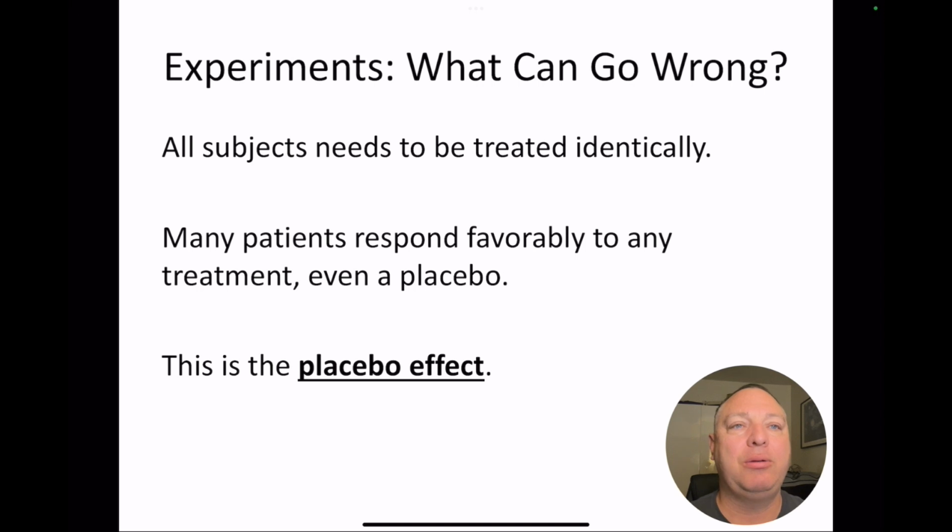So what can go wrong? Well, what can go wrong is that, for example, if I know that I'm giving you something that could save your life, I'm going to act differently than if I know that I'm giving you a placebo. It will be written on my face. It might be in the tone of my voice. It might be somewhere present in my demeanor.